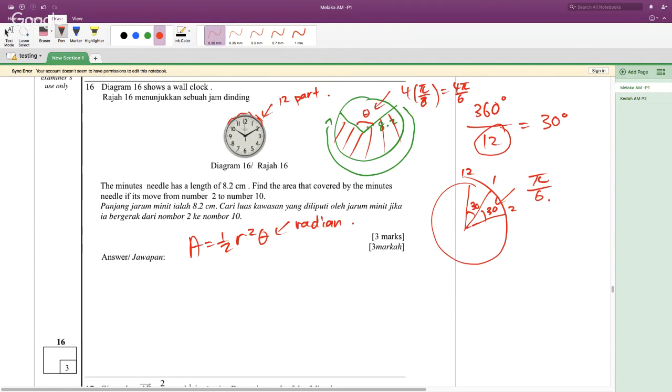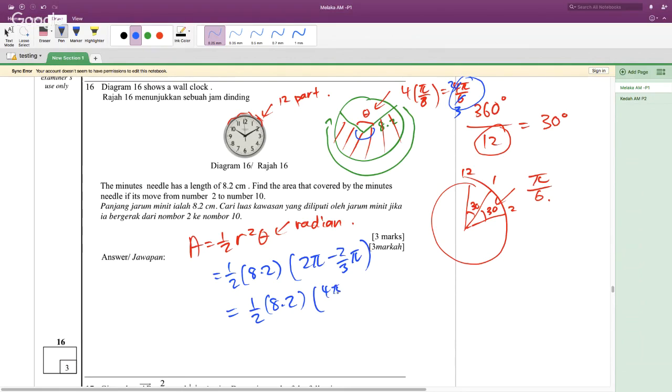The other side is just 2 pi minus this answer, isn't it? So my r is 8.2 centimeters, and my angle should be 2 pi, because 360 degrees equals 2 pi, minus 2 over 3 pi. Then I just solve this and I can easily get my answer. 2 pi is 6 pi over 3, so this one will be 4 pi over 3. You just use the calculator and you should get this answer easily.